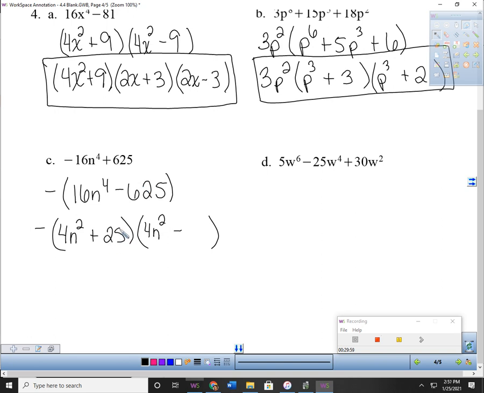Then I'm going to ask myself, can I factor either of those? So can we factor either of those? Just the one at the back. We can't do this one because it's perfect squares and you have to have a minus sign. So we'll leave the front one alone. I've got a plus and a minus. The square root of 4n squared is 2n, and the square root of 25 is 5.